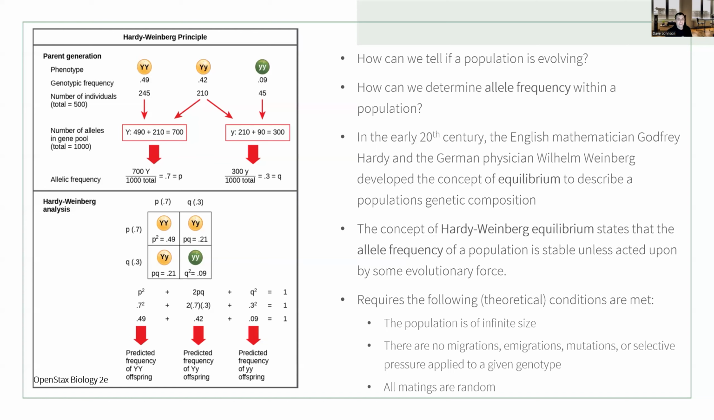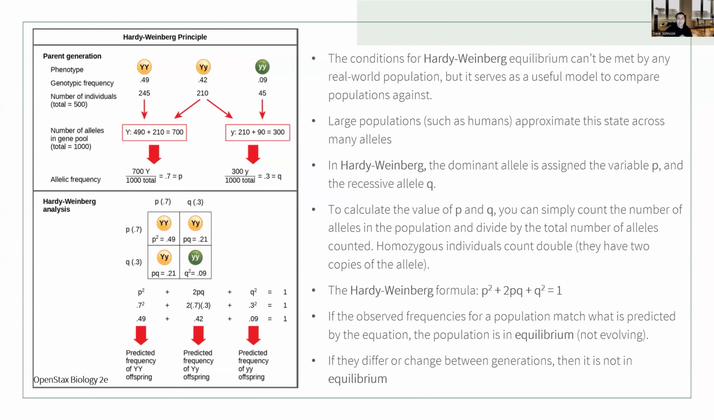So what we have to understand is, is this theoretical set of conditions likely to be met in any natural population? And the answer is probably no. It probably can't be met by any real world population, but it does serve as a very useful model to compare populations against. This is the ideal. If we see a deviation from this, we can assume that some amount of evolutionary pressure is being applied in some way. Now, one thing we have to stipulate, large populations, humans for example, do actually approximate this state.